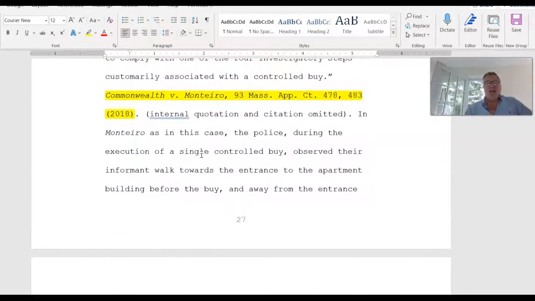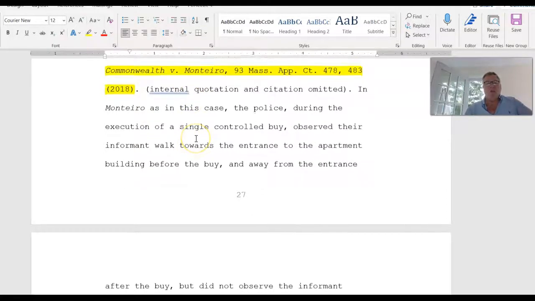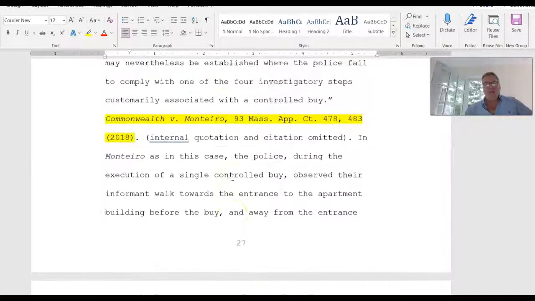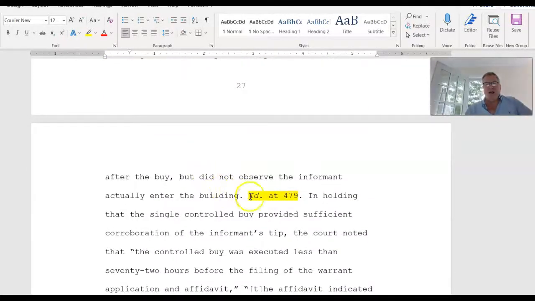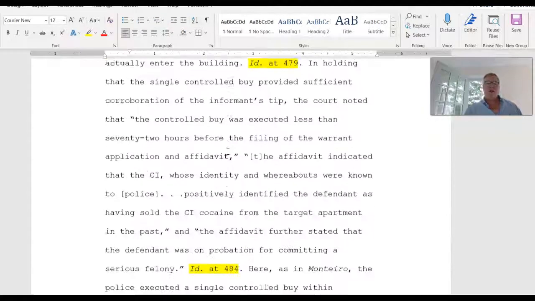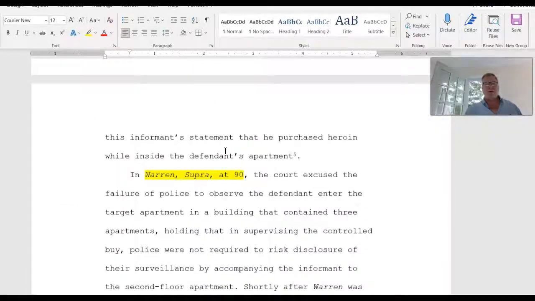So here's an example of id. Here's Montero, and here's the id that I told you about. I cite Montero completely here, and then down here I cite id at 479. That tells the reader I'm talking about Montero, the immediately preceding case, right there. Now let's go down here. More ids. These are all Montero.